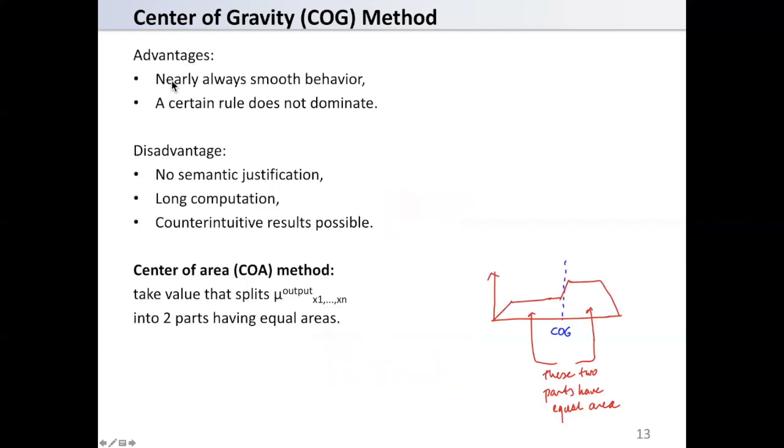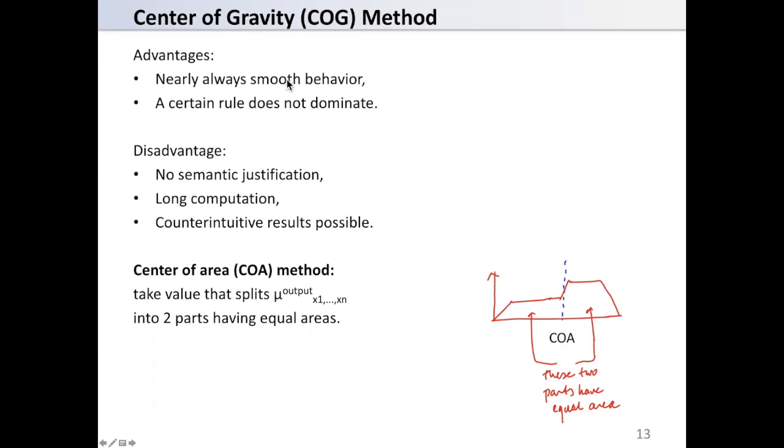The advantages are nearly always smooth behavior. A certain rule does not dominate. We are considering all the rules. We are calculating the integral in all this region, and here all the rules are considered, so a certain rule does not dominate. The disadvantages are there is no semantic justification, the computation is long, and counterintuitive results are possible.